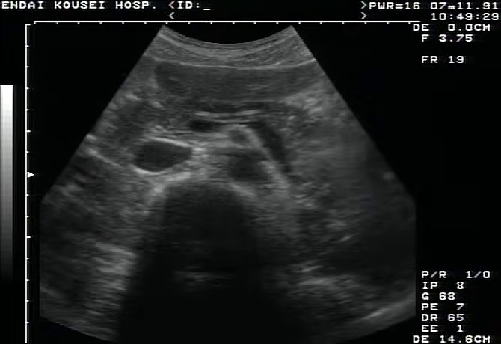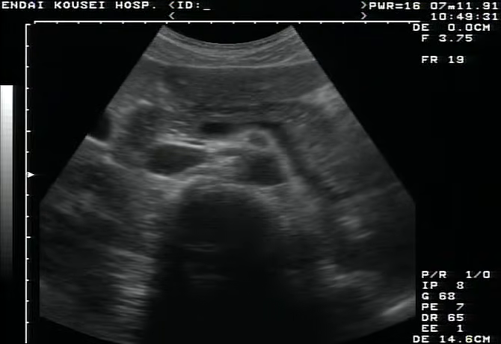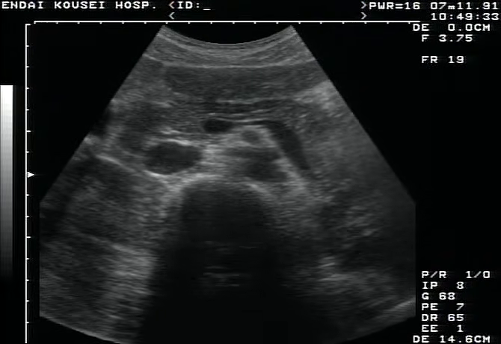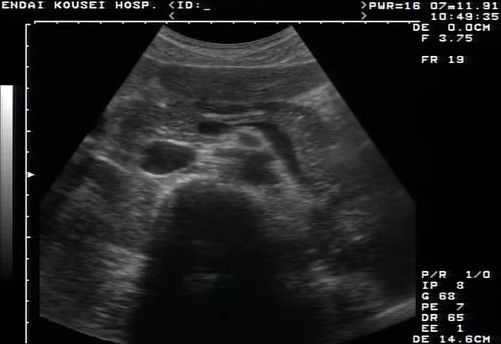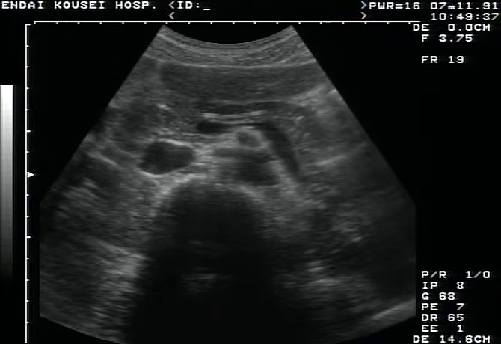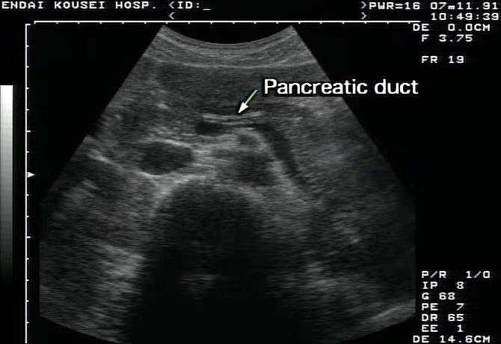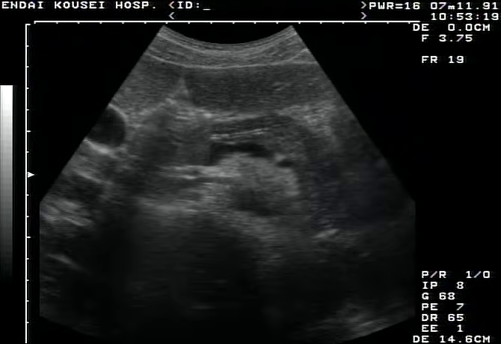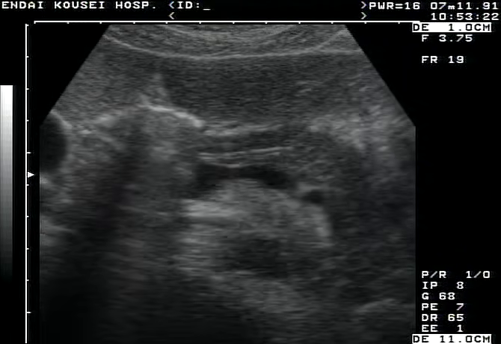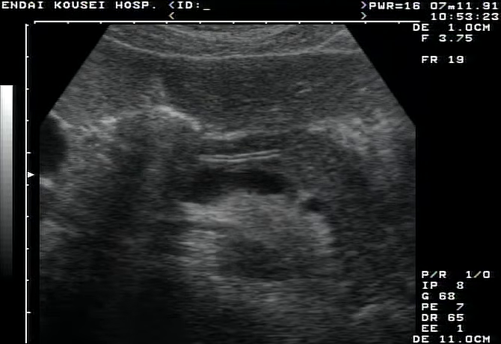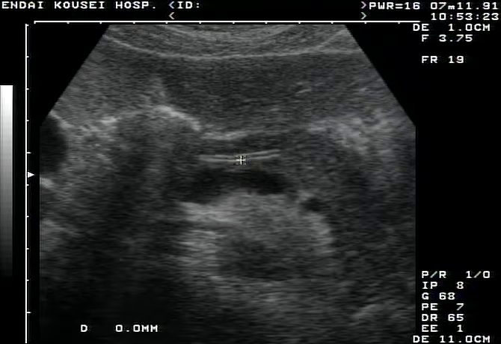Check if the pancreatic surface is smooth and flat. If there is a general or localized swelling, the pancreatic duct, which crosses the center of the pancreatic body, is normally displayed as two smooth white lines. The normal diameter of the pancreatic duct is 2 millimeters or less. If it exceeds 2 millimeters, it is dilated. Then check for a tumor in the head area.